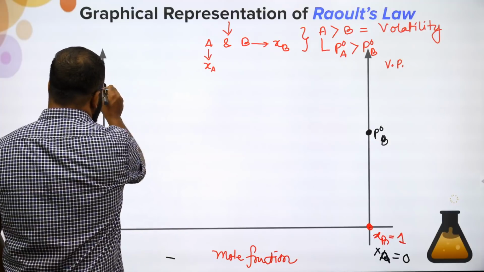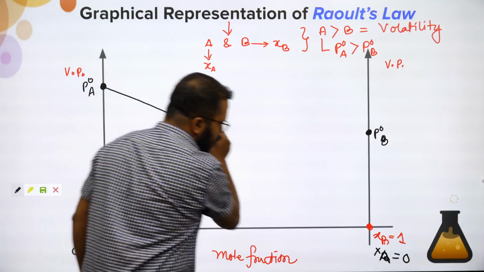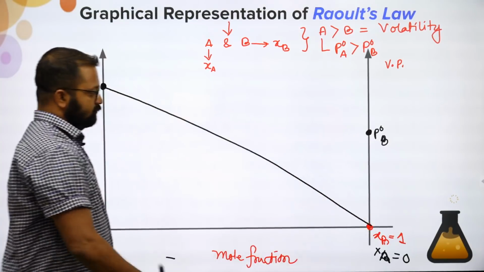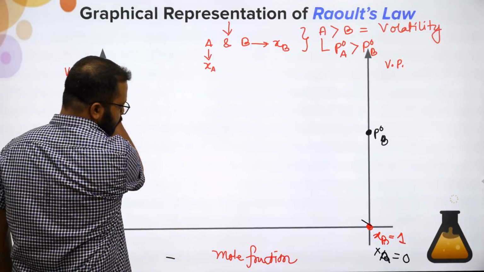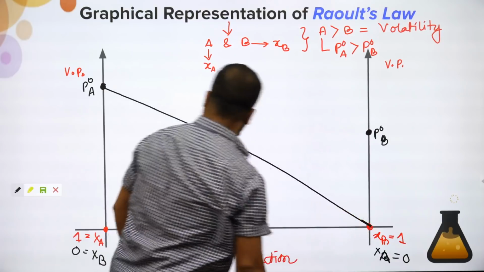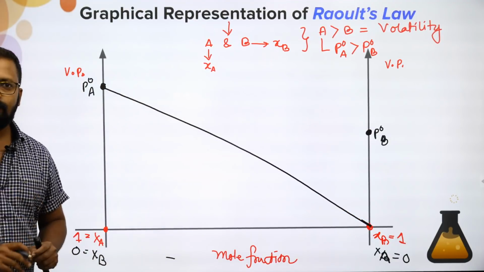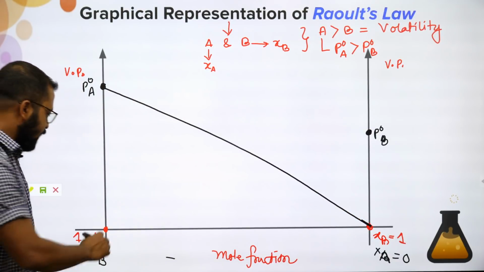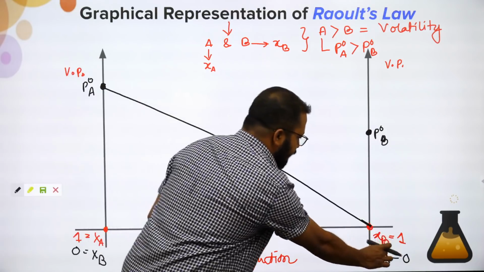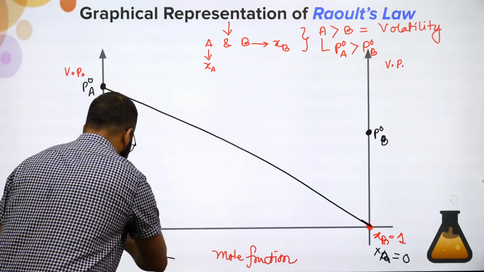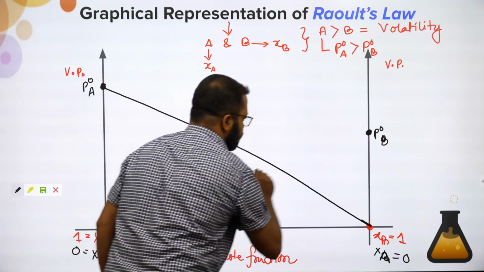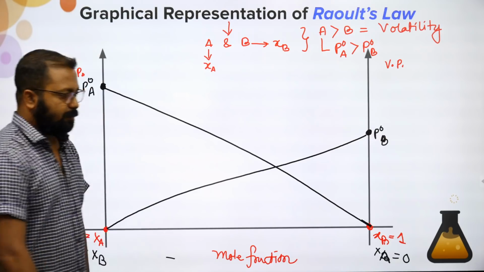Okay, so it will keep on decreasing. I'm sorry, this has to be a straight line, so let me draw it again. This will keep on decreasing, and if I start adding A into B, then what will happen? I will get a plot like this.